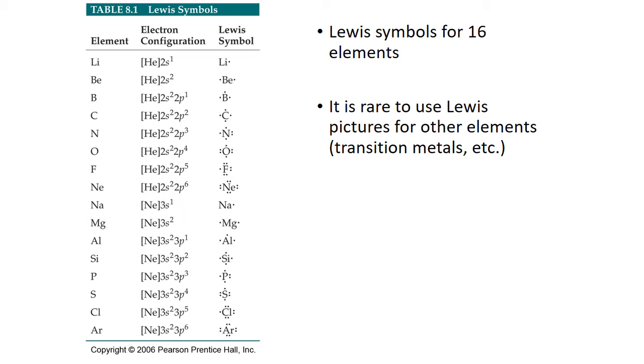In this table you can understand how to draw a Lewis symbol for a particular element. If you know how to write the electronic configuration, then you can easily work out the valence electrons. Then you draw the number of valence electrons around the symbol of the element. That is called a Lewis symbol.